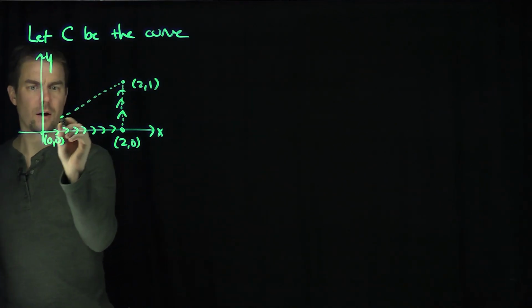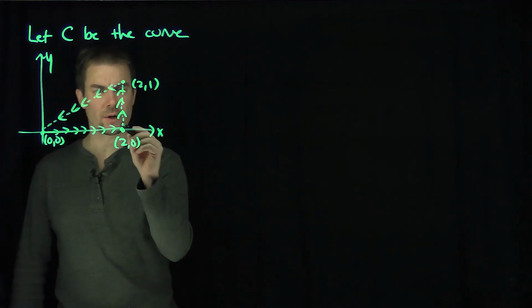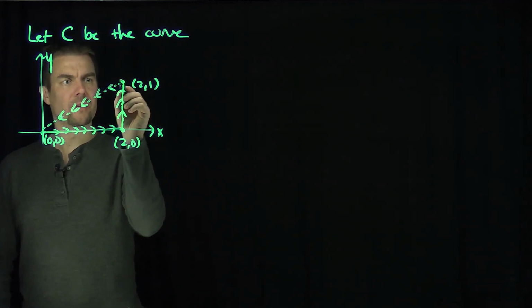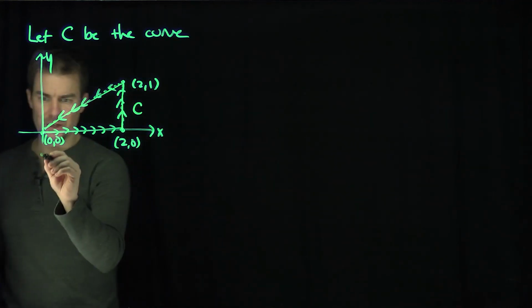And I'm going to go back along this line segment to the origin. So my curve is these three line segments: from 0, 0 to 2, 0, from 2, 0 to 2, 1, and then from 2, 1 all the way back to 0, 0. So my curve C is a closed curve.